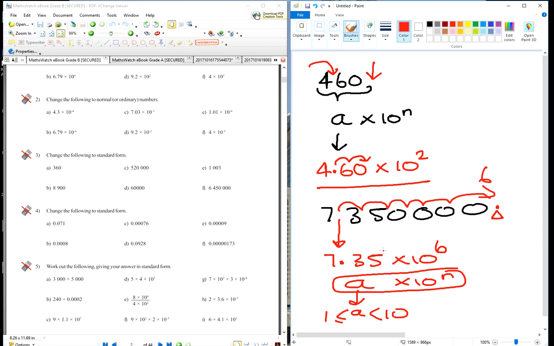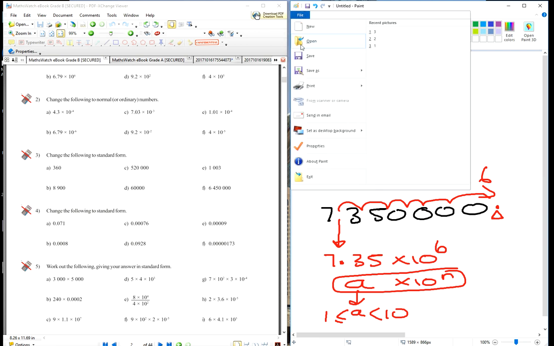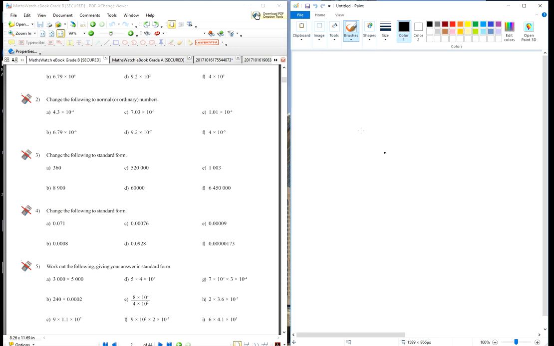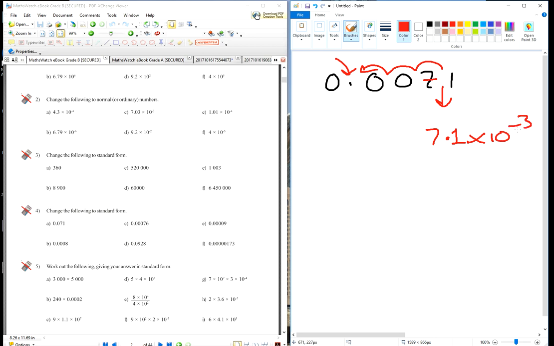Let's do some of the smaller ones from question number 4. So we're going to have a look at, for example, 0.0071. So currently the decimal point is where? Here. But we need it to be here. 7.1. Now, if we put the decimal point there, how do we get back to where we started? You have to do 3 jumps to the back. So it'll be times by 10 to the power of -3. Because the jumps are going to the left, it's going to have a minus power.